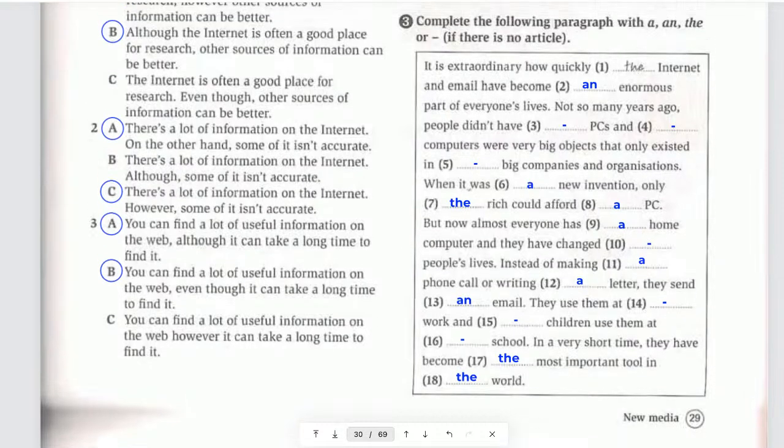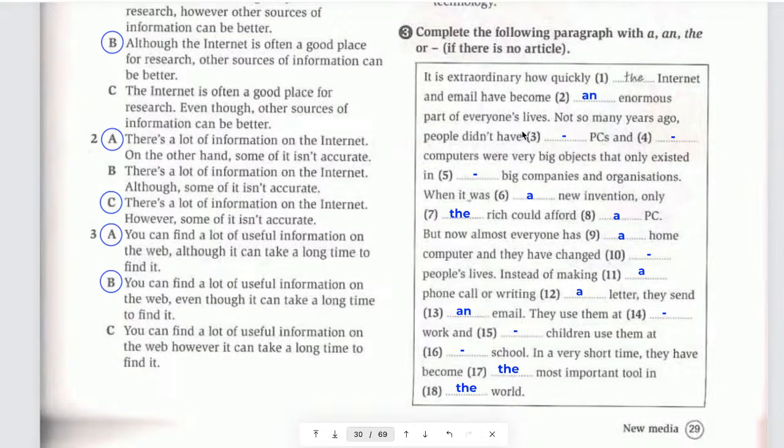Alright guys, now let's fix this. Exercise 3, right? Complete the following paragraph with a, an, the, or nothing if there is no article. Okay, the first one, Nhi, can you read the whole sentence?